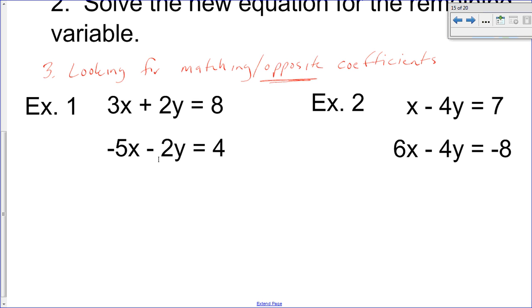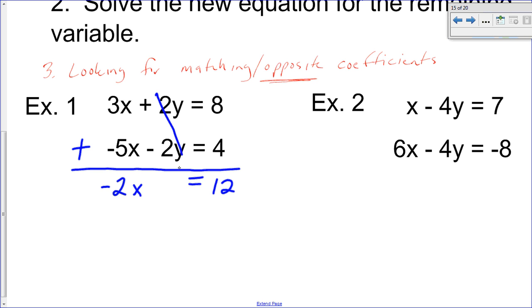So I have that, so I can simply go forward now and add, because I have opposites. I want something that's going to cancel things out. So I'm going to add these two equations together and simply add down my terms. I have a 3x plus negative 5x. That gives me a negative 2x. Well, 2y plus negative 2y just cancels out. That's what I want. It's called elimination for a reason. It eliminates a variable. And bring down your equal sign. Then I have 8 plus 4. That gives me 12.